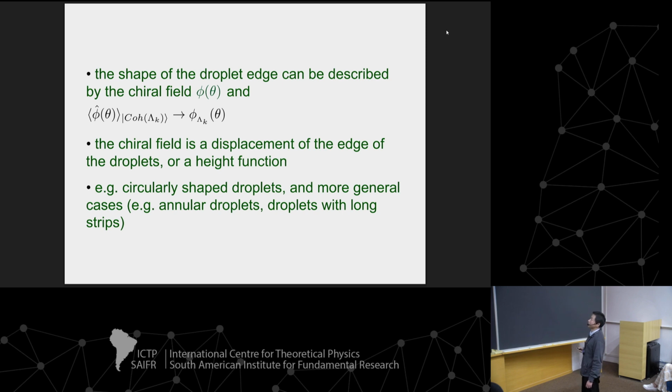One can also consider droplets with very long stripes. In this case, one can consider excitations along the edge of the long stripe. And in this case, the coordinate along the stripe can also be non-compact, because the coherent state excitation is local in this direction.